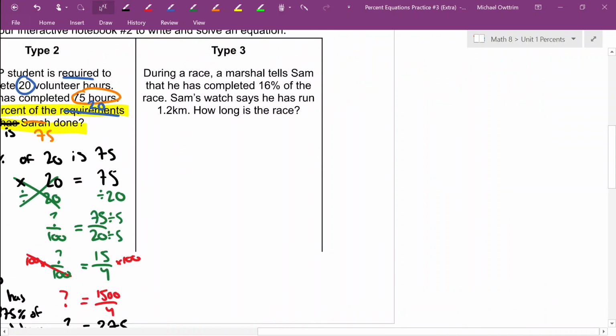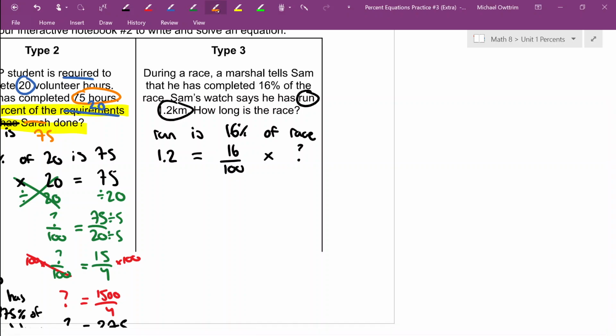And then finishing up with a type 3, a marshal tells Sam that he has completed 16% of the race. So what Sam has run is 16% of the race. And so let's fill it in. The amount that he has run is 1.2 kilometers. So we can fill that in. 1.2 equals 16% of the race's length. And they're asking us how long is the race, which is what we don't know.